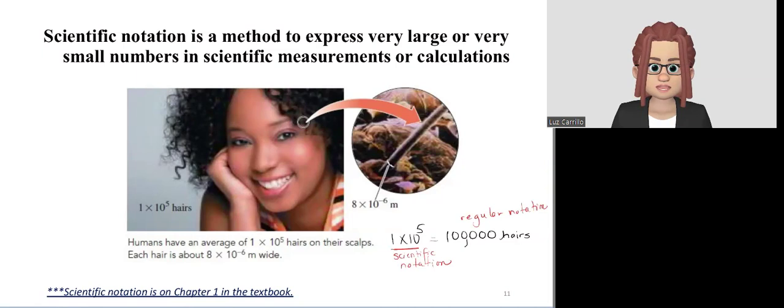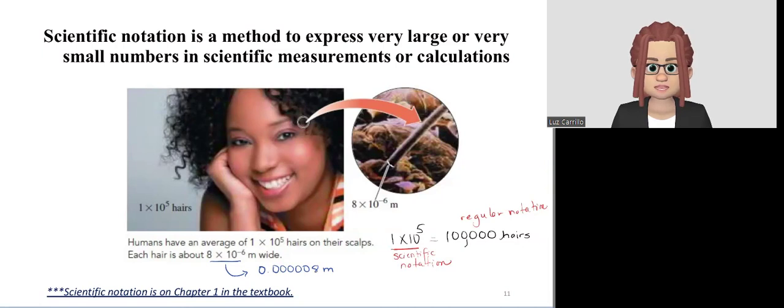Now, to show you a number that is very small, it says that each hair is about 8 times 10 to the -6 meters wide. So if I take this measurement in scientific notation and put it in regular notation, this means that the number is 0.0000008 meters in terms of its width. As you can see, this is a very small number.